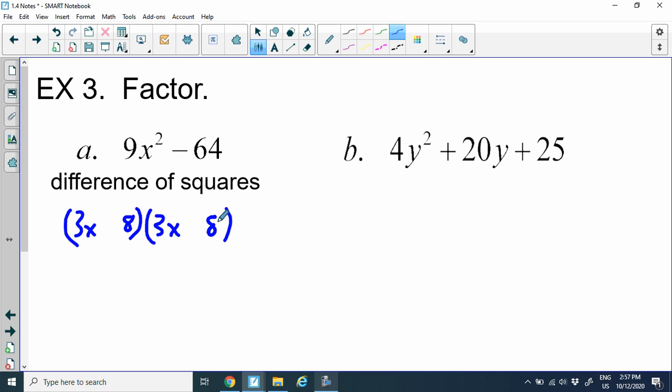So remember, when we do a difference of two squares, one has to be a minus and one has to be a plus. And order doesn't matter, so you could have 3x plus 8 and 3x minus 8.